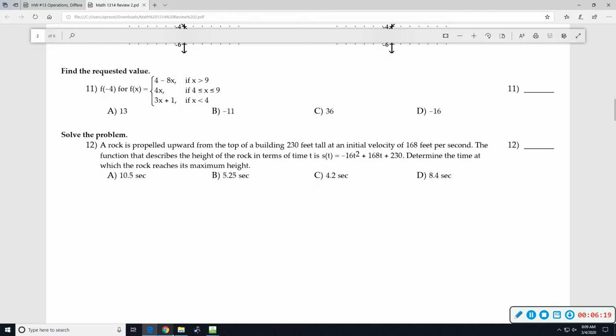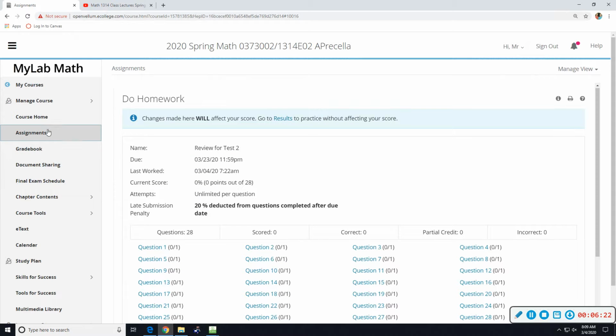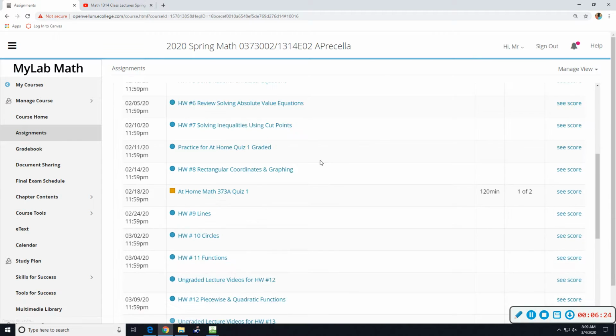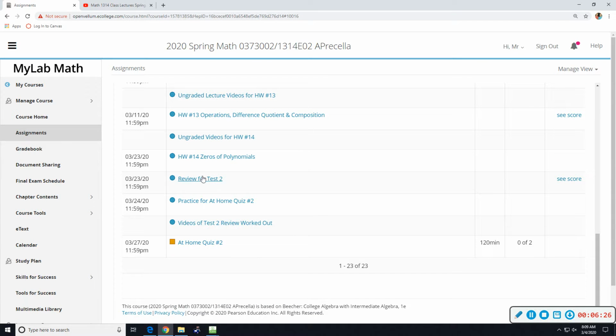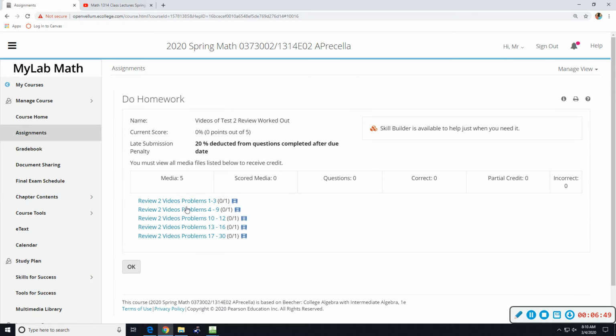So, looking back at just the assignments. We have a review for test 2, which you need to do. We have practice for at-home quiz number 2, which you need to do. That's a homework grade. There are videos of the test 2 review sheet. If you can't wait until March the 18th when I'll work that review sheet out for you, here are the videos of that review sheet worked out.